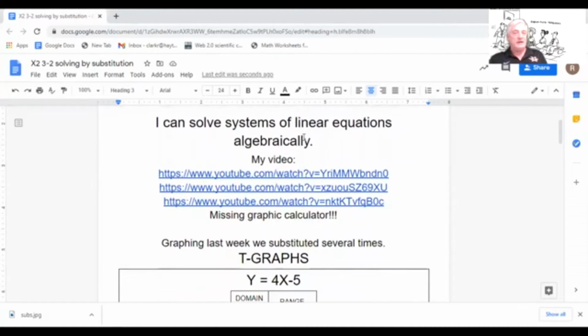Notice what's missing down here. I have my video. I'm going to put it up there when we're done with this video. I've got 3 other videos that teach you how to solve by substitution. And what's missing down here is when we talked about graphing last week and the week before, we had a graphing calculator down here. No graphing calculator. We're not going to solve this by graphing. We're going to solve it using your algebra skills.